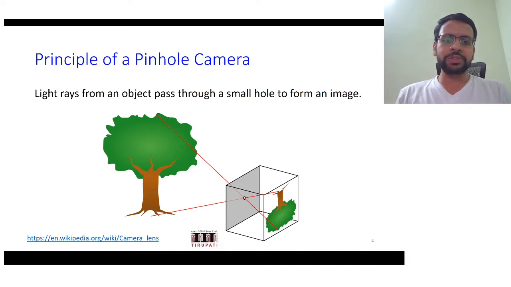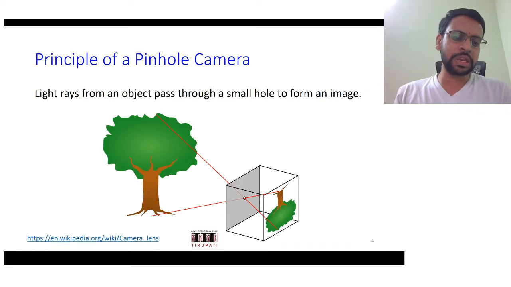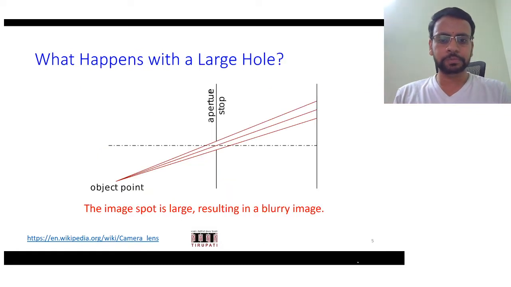This is what happens with a pinhole camera. We have discussed it in detail. Depending on the distance between the pinhole and the screen, and the pinhole and the object, proportionately the object gets formed on the screen, and the size depends on these ratios. Of course, the image will be inverted here.